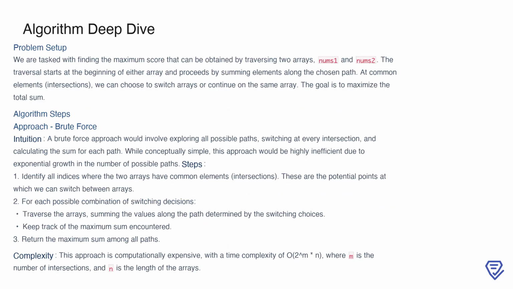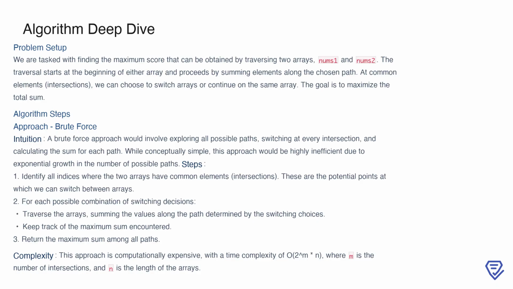To solve this problem, we need to determine the maximum score that can be achieved by traversing two arrays, nums1 and nums2. The traversal can begin at the start of either array, and we accumulate the sum of elements as we move along the chosen path. The twist lies in the intersections, points where the two arrays share a common element. At these intersections, we have the option to switch to the other array or continue with the same one. Our goal is to maximize the total sum by making optimal decisions at each step.